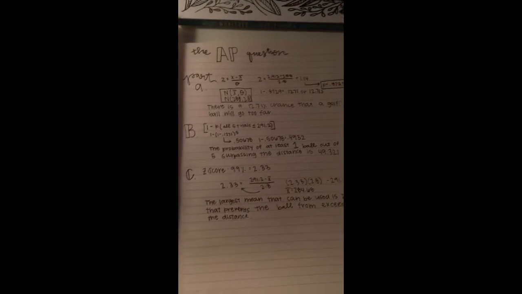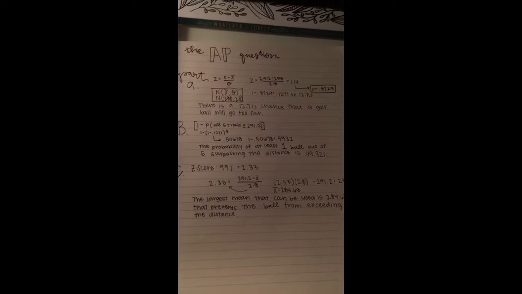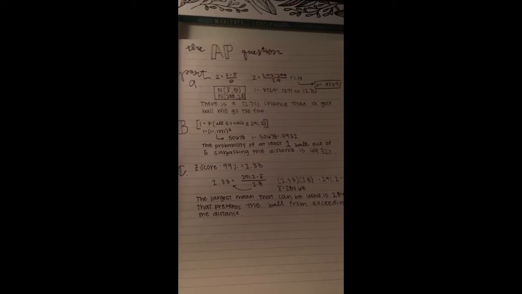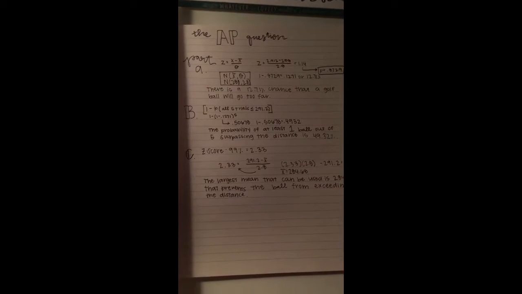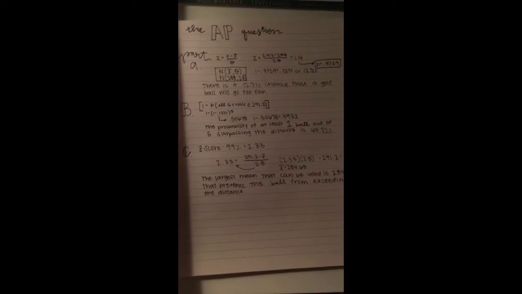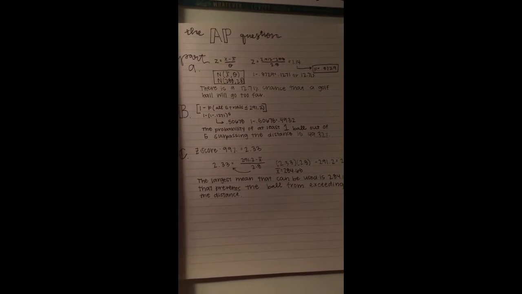And lastly, the AP question. So this is a long wordy one about a maximum distance that golf balls are able to travel, following a certain model and the standards in their weights and all that really fun stuff. So we'll go ahead and take a look. So it says part A, if the manufacturer sets the mean distance traveled to be equal to 288 yards, what is the probability that a ball randomly selected for testing will travel too far?